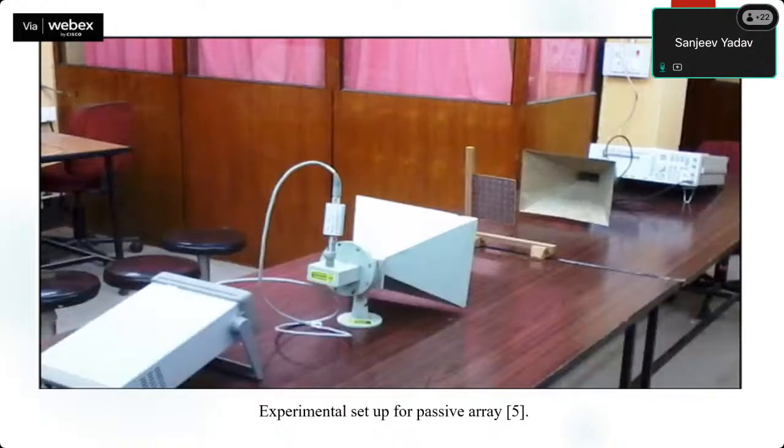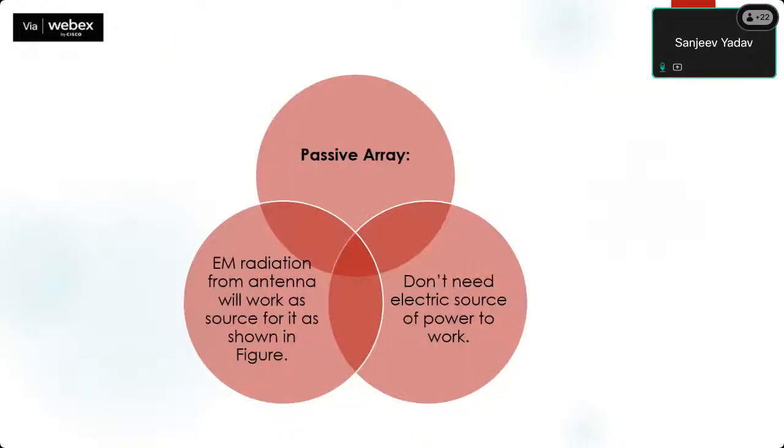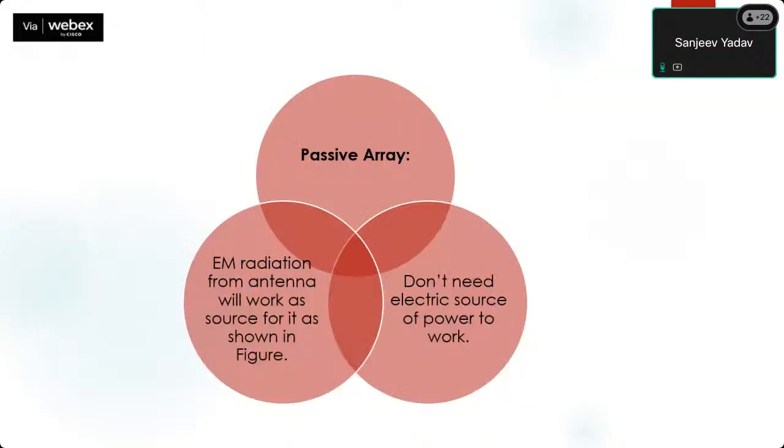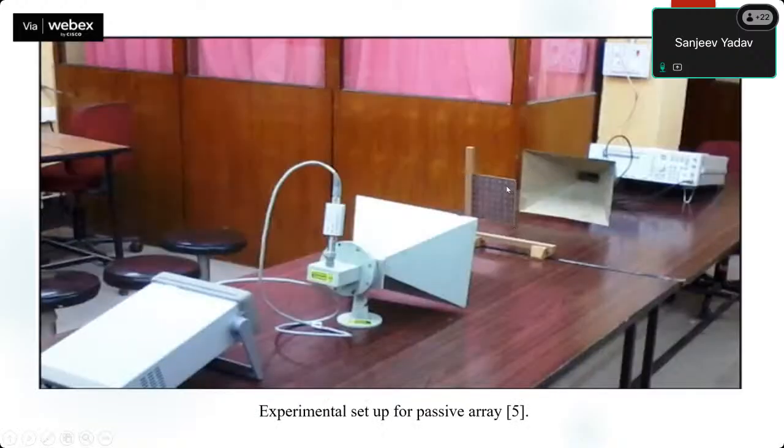This is one of the experimental setups used for measurement of FSS without the anechoic chamber. Later on I will show how the measurement is done inside the anechoic chamber. The passive array: electromagnetic radiation from an antenna works as a source, as shown in the figure. Here you have seen that one antenna is working as a source, and the array doesn't need an electric source to power it. Here you can say this is only the frequency selective surface structure. It doesn't require any power to work.